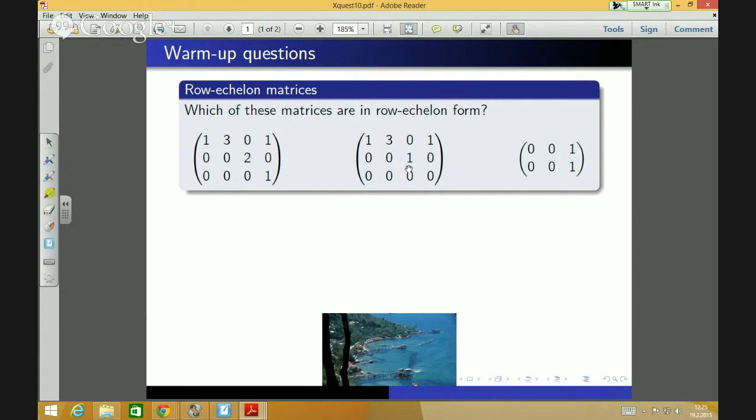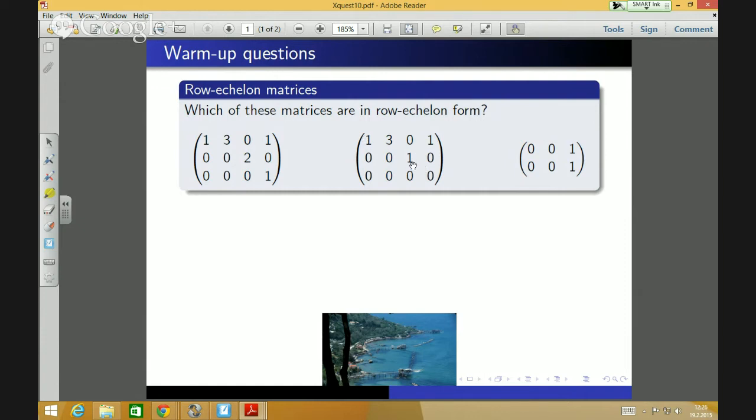How about the second one? Is it in row echelon form? Yeah, your colleagues here are saying yes. Why? Okay, the first row has a leading one straight away, so far so good. The second row also has a leading one, and moreover, it comes to the right of the leading one on the row above. That's good. Remember, the leading ones should form a staircase pattern. So you should actually move like this.